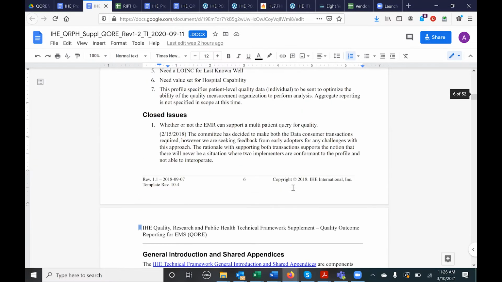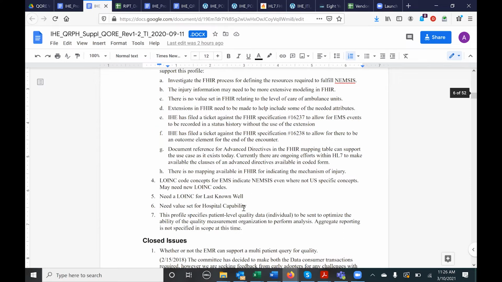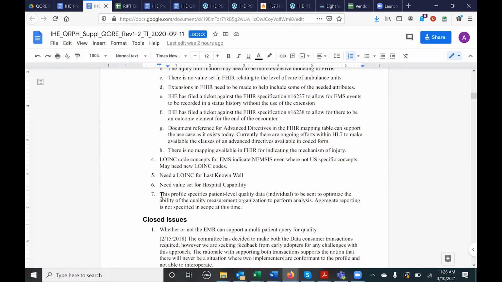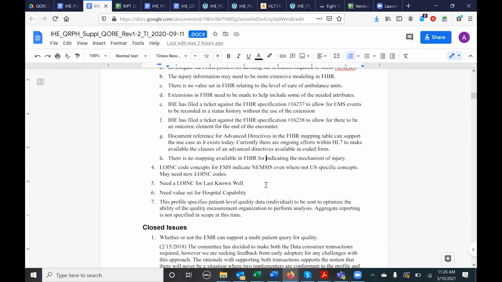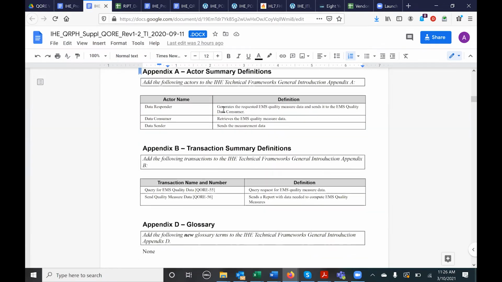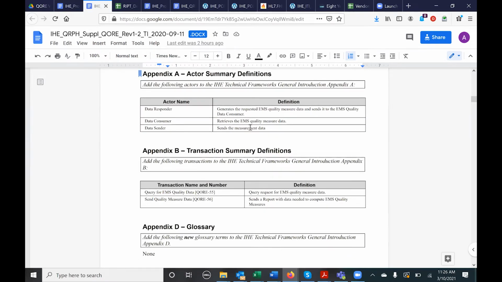So that was the main one, and this is another one to keep an eye on. The idea of this is a patient level quality data set, and the aggregate reporting is not something that we include here in this profile, so be aware of that as well. For this one, we have a few actors over here which specify the system actors.